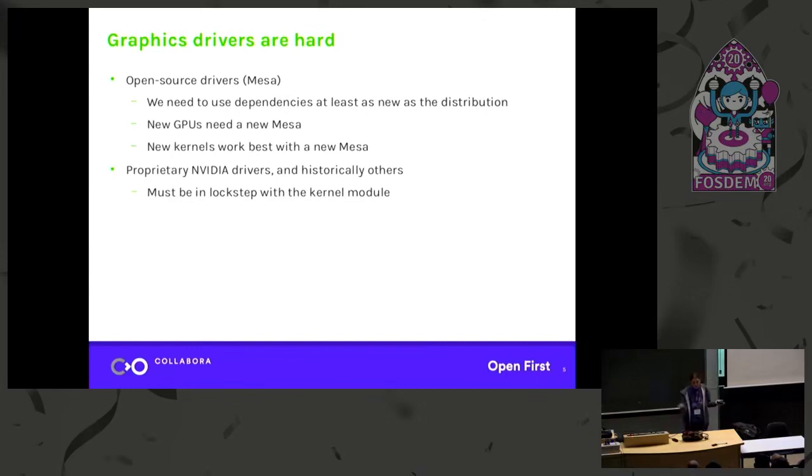And then the other side of things, we have the proprietary NVIDIA driver, and historically the proprietary FGLRX driver for ATI stuff as well. Similar to Mesa, they have a user space part and they have a kernel side part. Unlike Mesa, they require the kernel module and the user space part to be exactly the same version. The communication between them is not backwards compatible, it's not forwards compatible, they have to match.